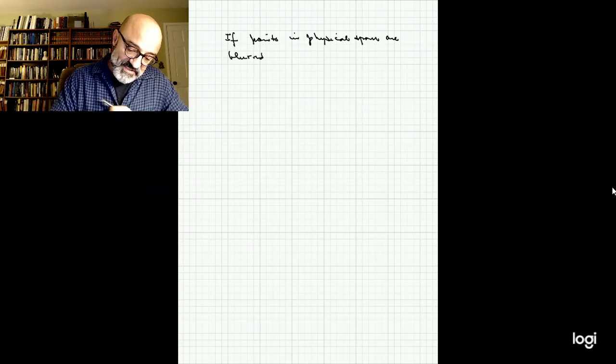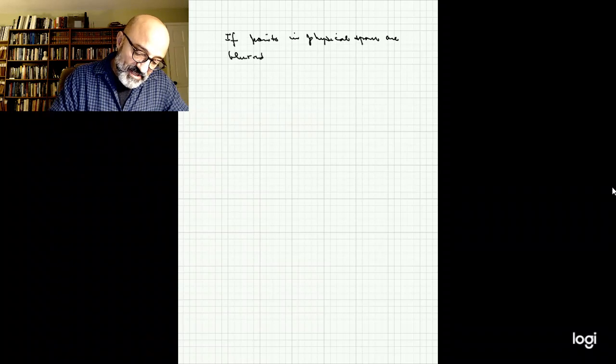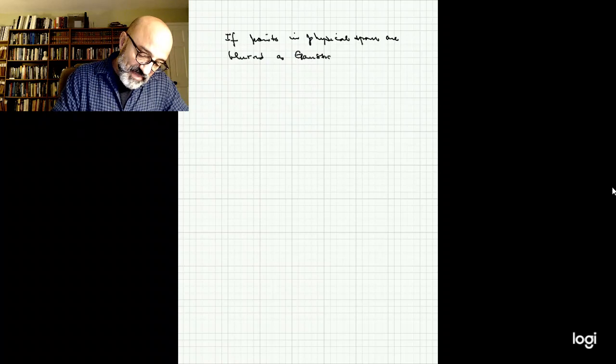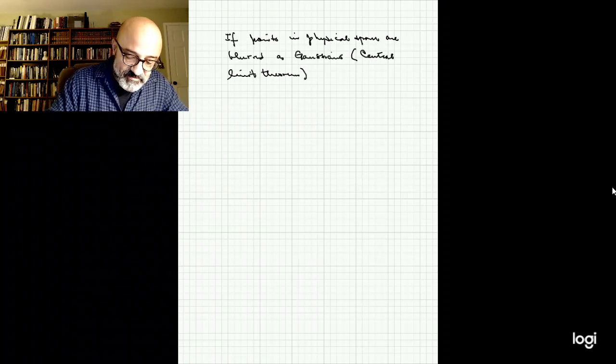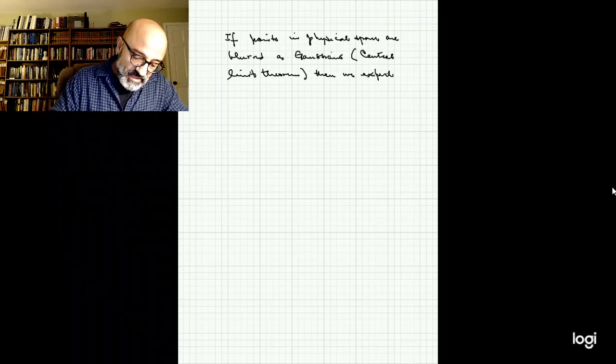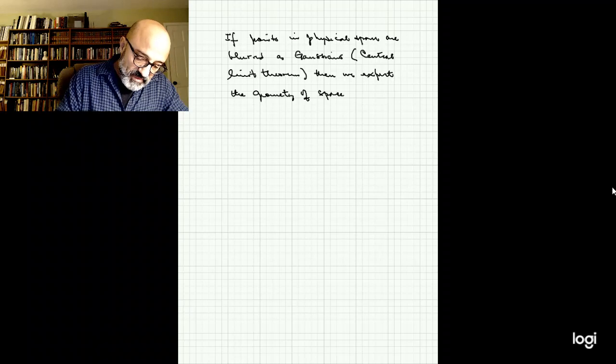If the points in physical space are blurred as Gaussians, and this is very possible invoking central limit theorems, then we expect the geometry of space to be Euclidean.